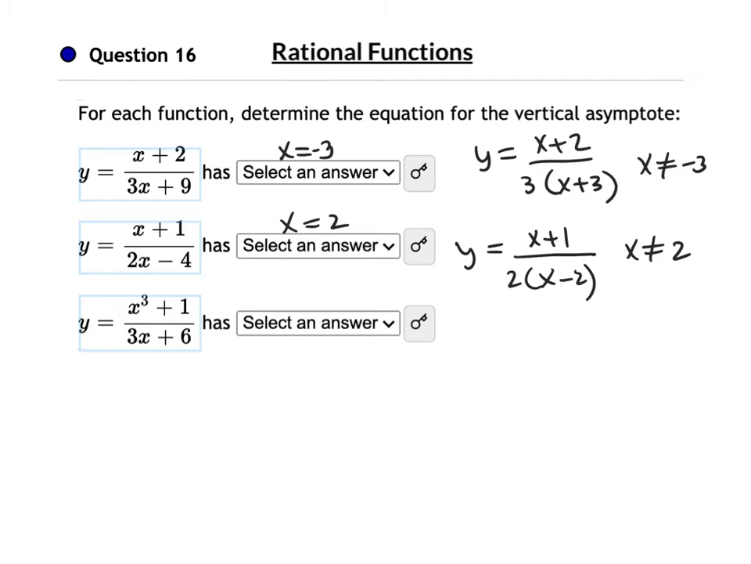For the last one, again, we're only doing vertical. It's y equals x cubed plus 1 over 3 times x plus 2. I can see that x cannot be negative 2, which means I'll have a vertical asymptote at x equals negative 2.